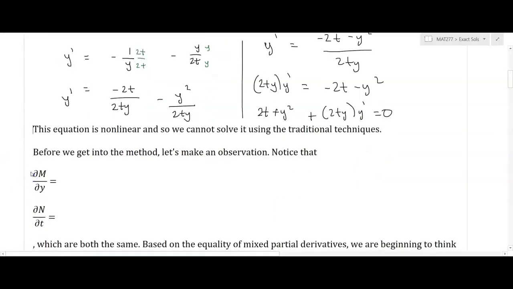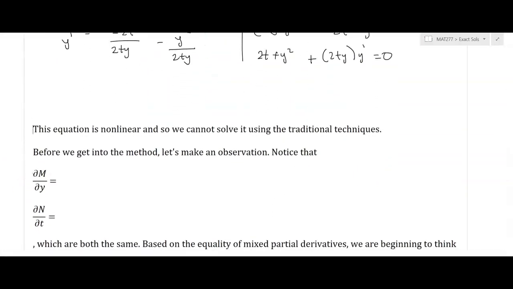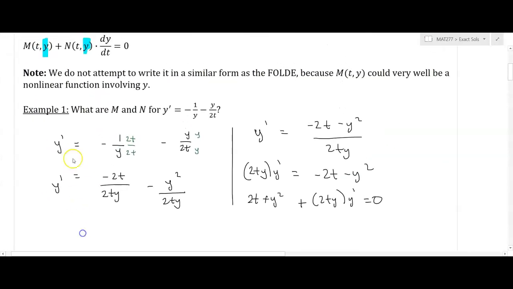So now I can very easily identify what M and N are, and M is just going to be everything that is not attached to the y prime term. So here I will have this guy right here. This whole thing is what we're going to call M of t comma y. And this other thing here is what we are going to refer to as N of t comma y.